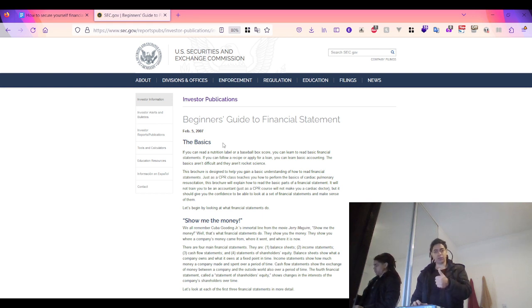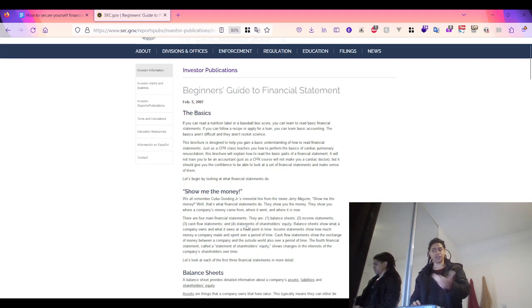a company owns and what it owes at a fixed point in time; the income statement, how much money a company spends and makes over a period of time; the cash flow, which shows the exchange of money between the company and the outside world; as well as the statement of shareholders' equity, which shows the change in the interest of the shareholders over a period of time.